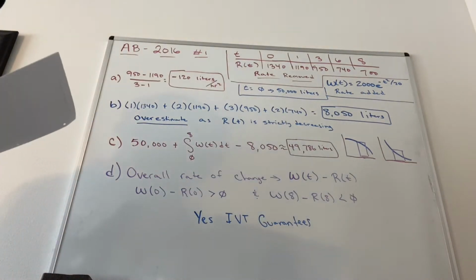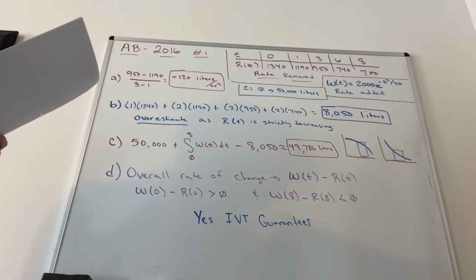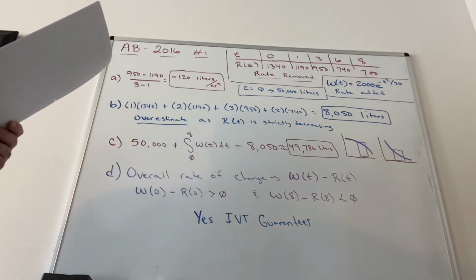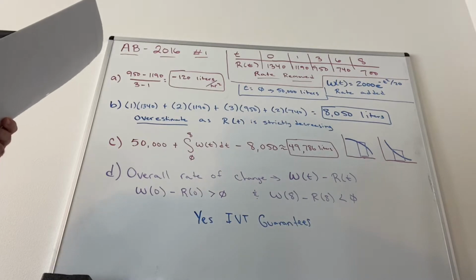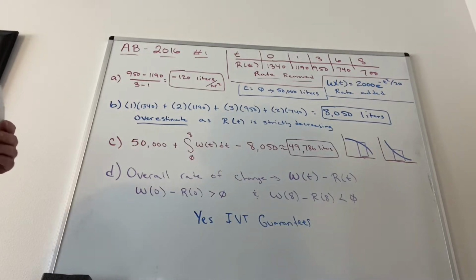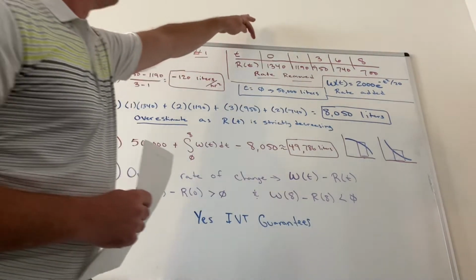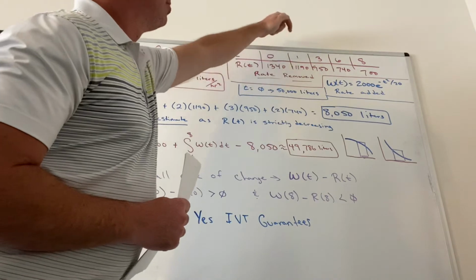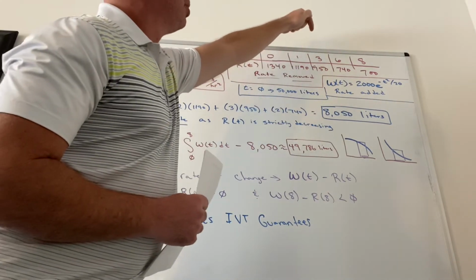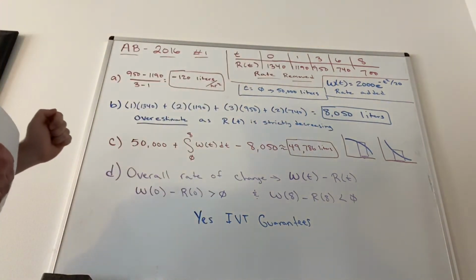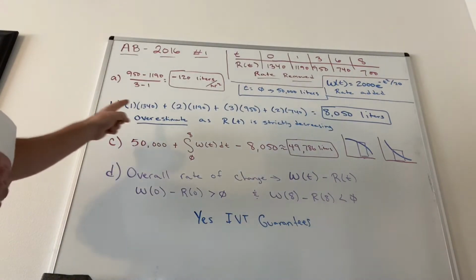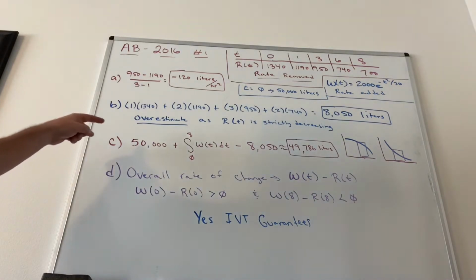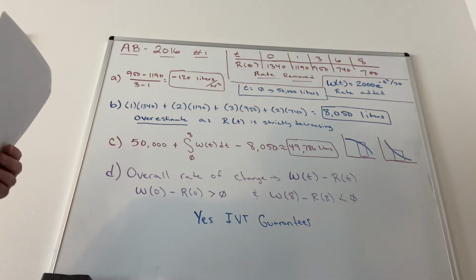Part B. We're supposed to use a left Riemann sum with 4 subintervals indicated in the table to estimate the total amount of water removed during the 8 hours, and then decide if it's an over or underestimate. So we have 1 times 1340 plus 2 times 1190 plus 3 times 950 plus 2 times 740. This is a calculator question, so you can just push buttons and you get 8,050 liters.